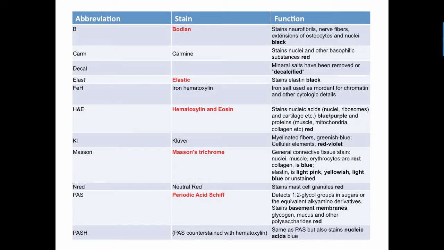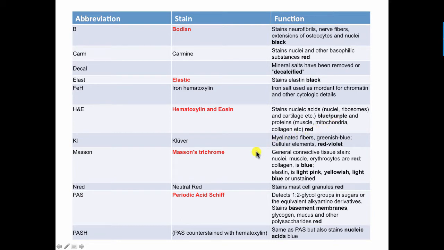I did mention sometime earlier that there were only a few stains that you really needed to be able to identify for this part of the course. One of those is the elastic stain, which is very easy to recognize, stains elastin black. Our old friend hematoxylin and eosin stains nucleic acids, nuclei, ribosomes, etc. blue-purple, and pretty much all proteins, muscle, mitochondria, collagen, etc. red.